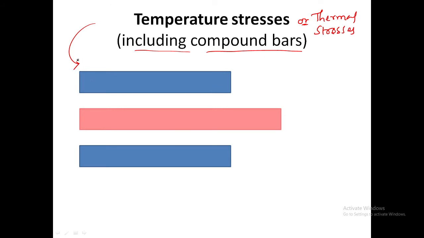Okay. So now let us consider a bar, which is fixed at one end, and which has a length L. It has a cross section area A. Now consider room temperature as T naught.